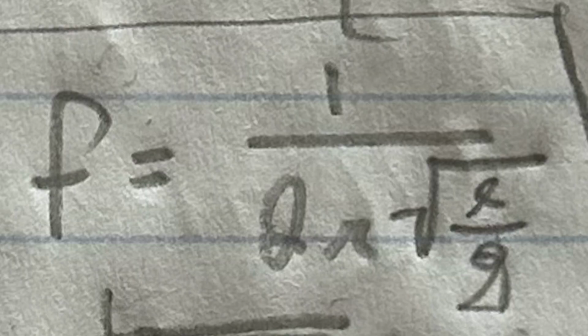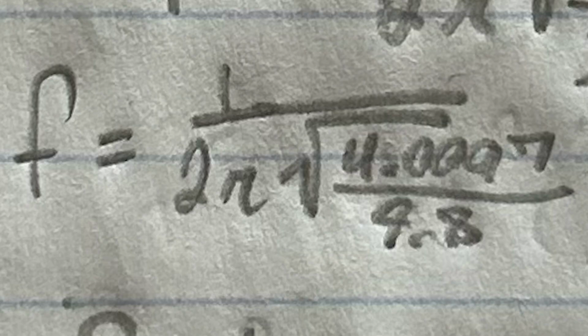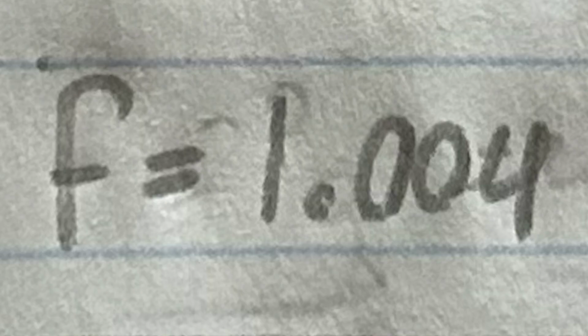Then we decided to calculate the frequency, which is f equals 1 over 2 pi times the square root of length over gravity. We solved that as 1 over 2 pi square root of 4.0097, which was our length, over 9.8 meters per second squared, which is gravity. We got our frequency to be 1.004 seconds, which is the time that it took to complete one full oscillation.